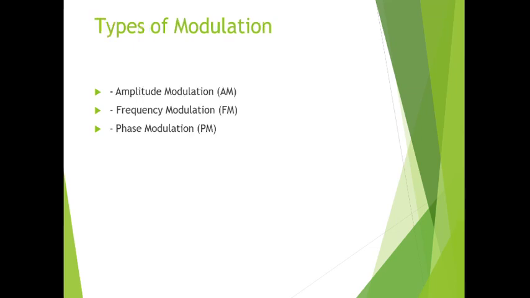Now we are in slide number 5, types of modulation. Now let's look at the three main types of modulation: amplitude modulation, frequency modulation, and phase modulation. As I told you some time ago, each type has its own advantages and disadvantages, which we will discuss next.